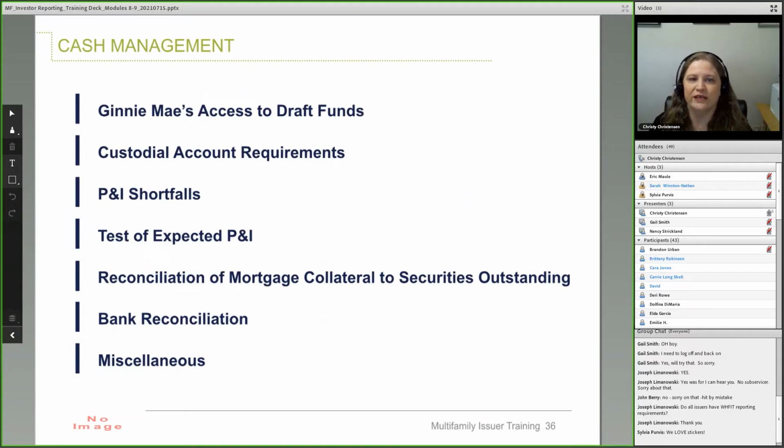Cash management includes Ginnie Mae's access to draft funds from your account, following Chapter 16 custodial account requirements, funding PNI shortfalls, completing monthly test of expected PNI recons, reconciling mortgage collateral to securities outstanding, which is also known as pull to security, and completing monthly bank account recons. Miscellaneous items would include, but are not limited to, payment querying and disbursement querying internal recons.